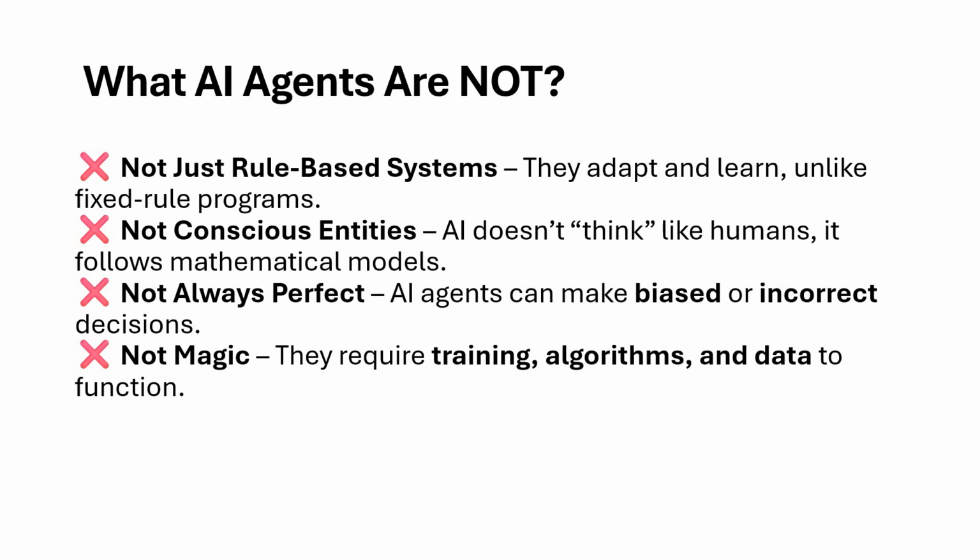Not always perfect. AI agents can also be biased or incorrect. Please understand that AI is still improving. They cannot always be 100% perfect. And it is not magic. They require training, they require algorithms, mathematics, and most importantly, data to function. So, AI agents are not magical.